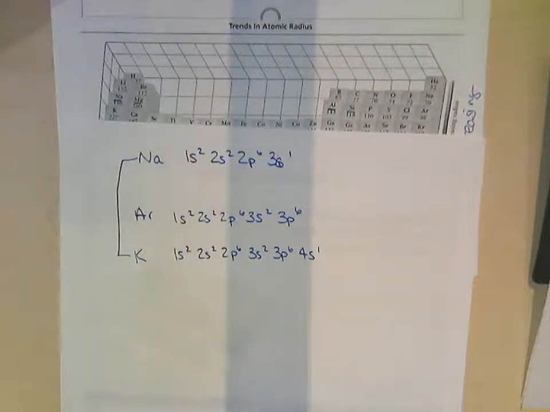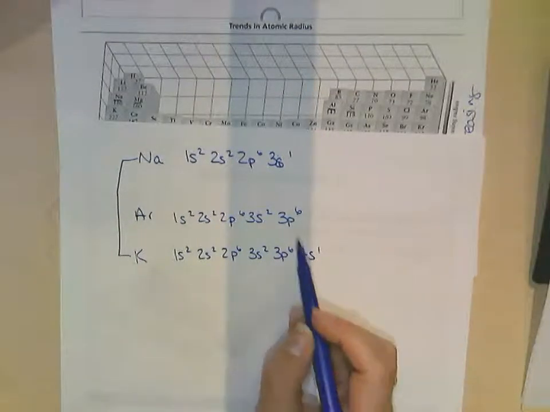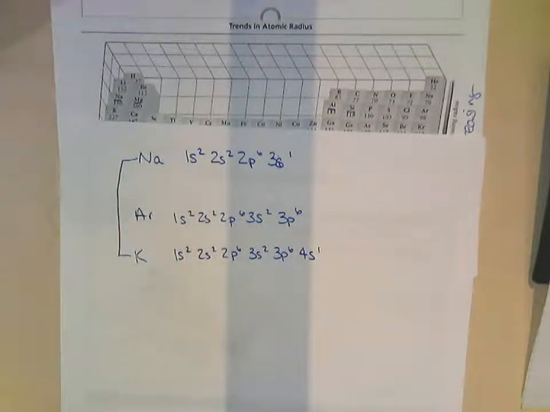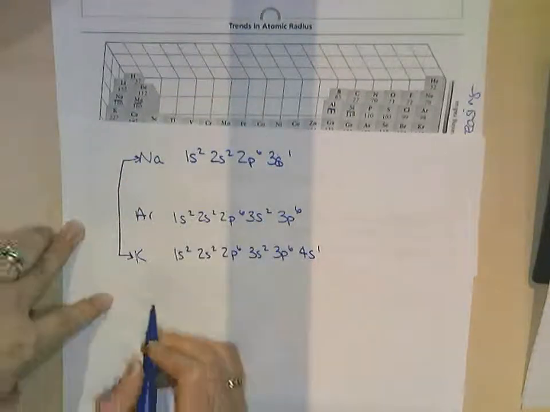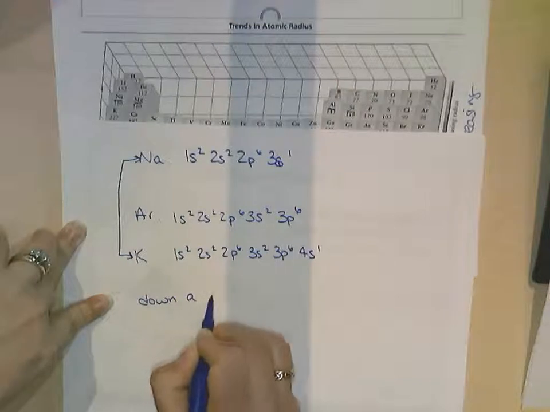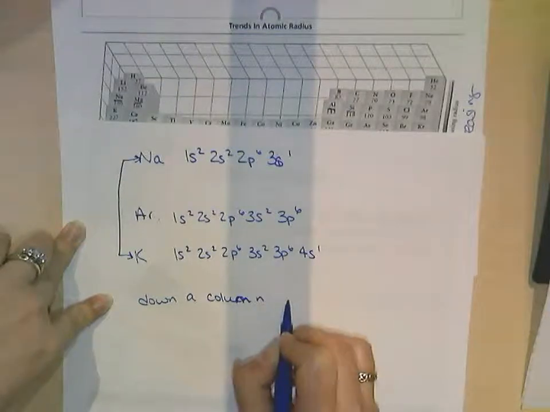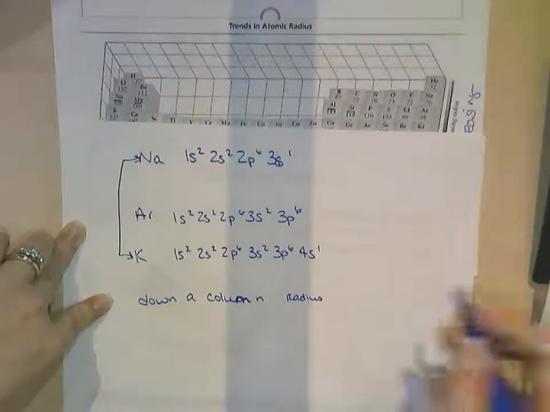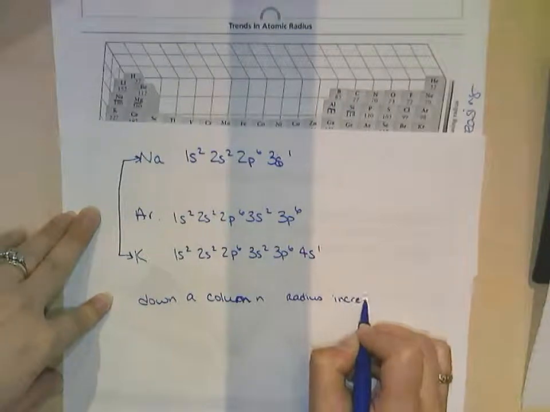Which one has more electrons? Sodium, potassium. Potassium has more electrons, right? You could just count them up. It has a new energy level also, right? So which one of these two has to be bigger? Sodium or potassium? Potassium, right? It has more energy levels, more electrons. So from here to there. That's not spelled right. I'm going to make that an M, N. All right, so down a column, the radius increases.